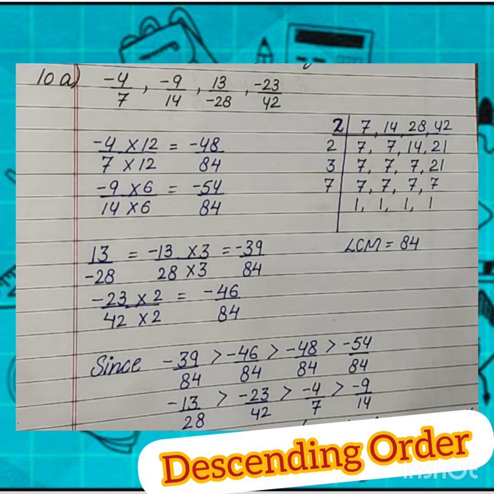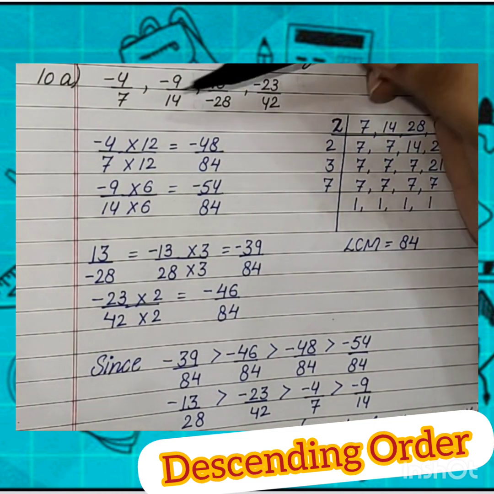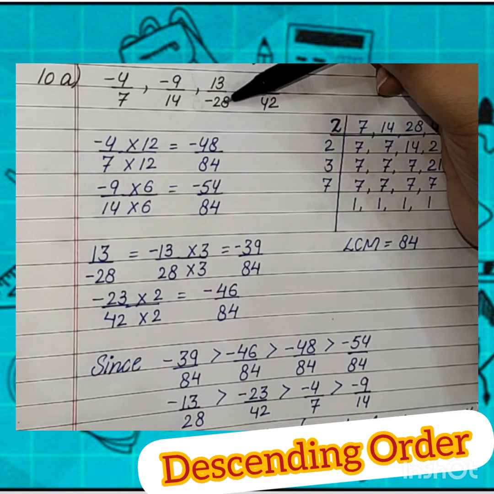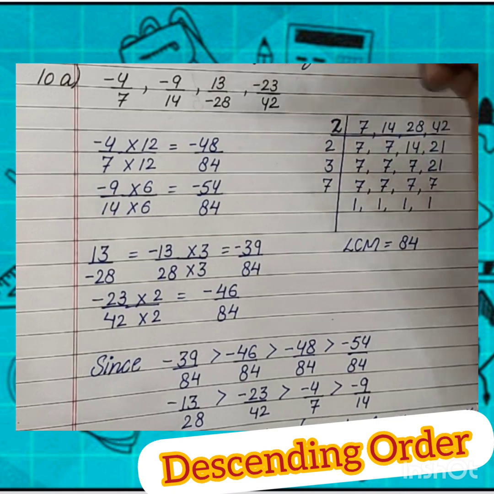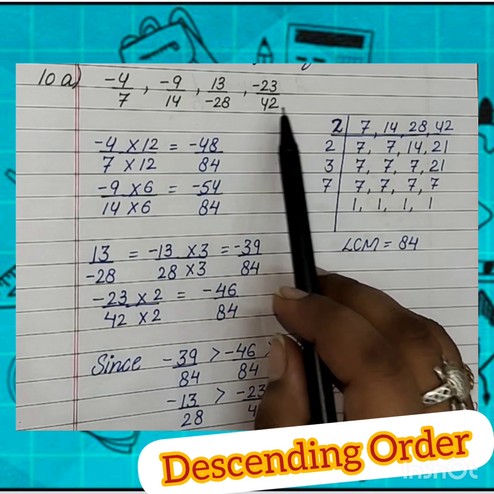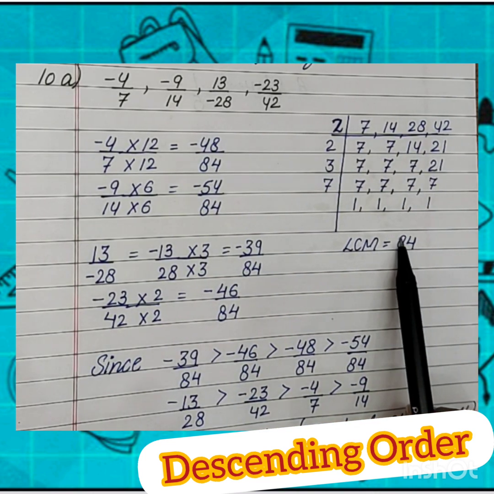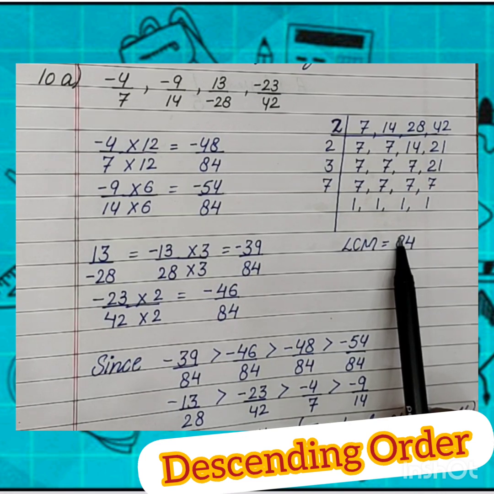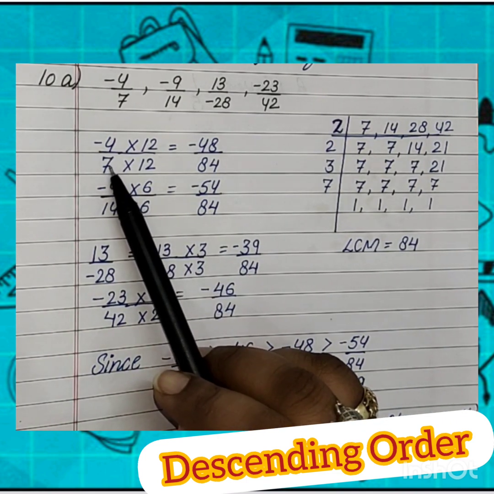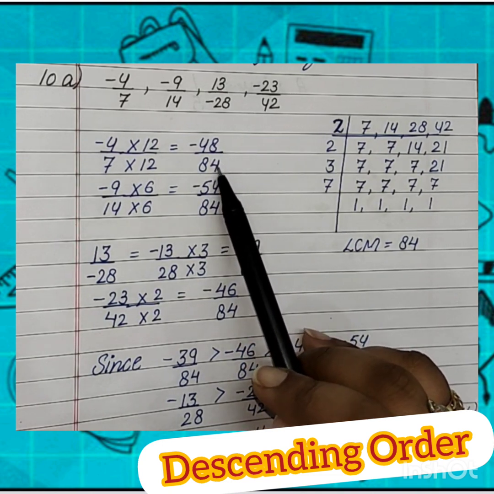Students, we have to write the given rational numbers in descending order. So first of all, we will make their denominators the same. The minus sign is given with the denominator, so it will be shifted to the numerator, and it becomes minus 13 upon 28. To make their denominators the same, we will take the LCM of all the denominators, and this will be 84. So the new denominator of all these rational numbers will be 84. Here the denominator is 7, so do the multiplication of 12. It will give minus 48 upon 84.